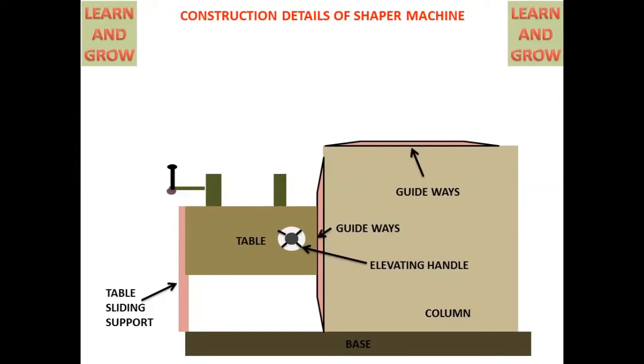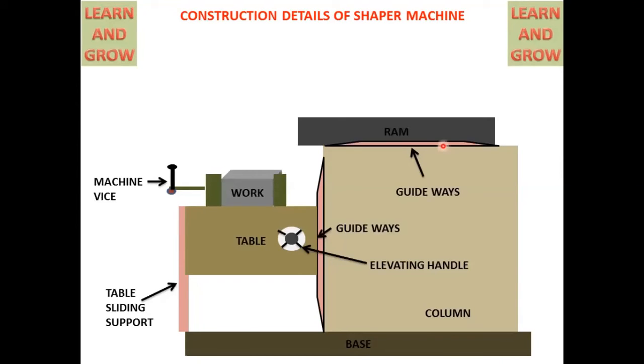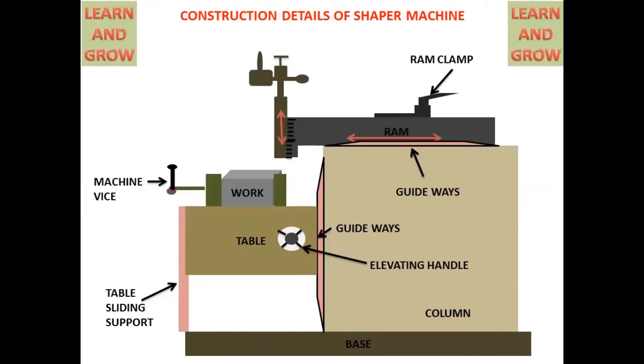Another handle is provided which can hold the workpiece like a vice, and this machine vice is generally already attached to the table. Then there is the ram motion. There is a ram clamp. If you loosen the ram clamp, the ram will not move according to the feed motion. And there is a tool head or vertical slide. The vertical slide lets the tool go up and down.